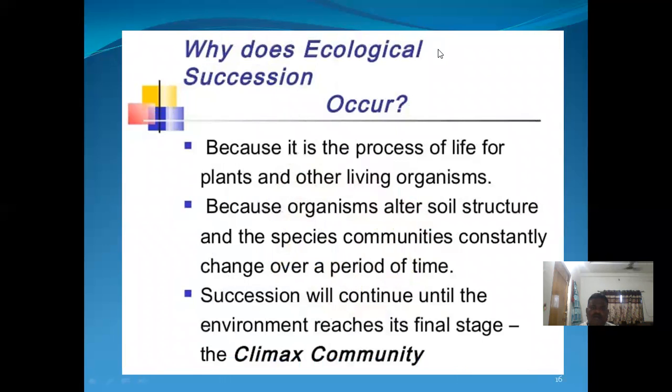Now, why does ecological succession occur? Because it is the process of life for the plants and other living organisms, because organisms alter soil structure and the species communities constantly change over a period of time. Succession will continue until the environment reaches its final stage called the climax community. Climax community means the finalized stage where a particular plant species is growing in a particular restricted area. That is called the climax community.